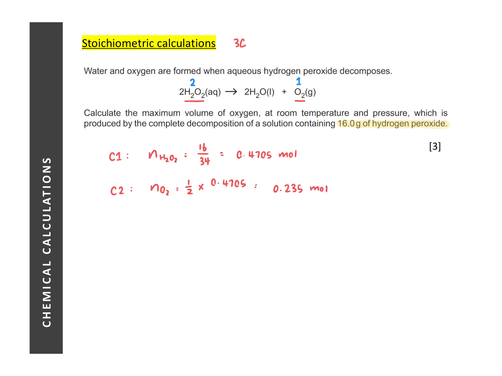So after comparing mole ratio, the last C is to convert from moles. So now that we have obtained the number of moles of oxygen, the question is actually asking for the volume. So we need to convert from moles to volume. And how do we do that? Is to multiply the number of moles by the molar volume of a gas. Oxygen is a gas, so to find the volume of a gas, we need to multiply by the molar volume of a gas, and the molar volume of any gas at room temperature and pressure is 24 dm cube, so that would give us a final answer of 5.65 dm cube.